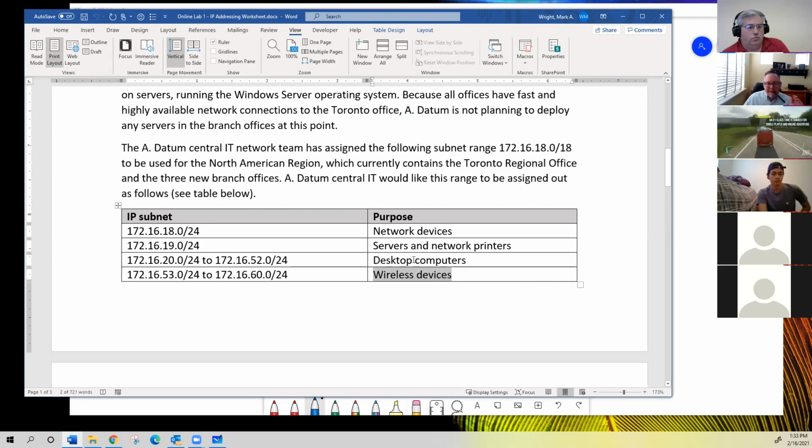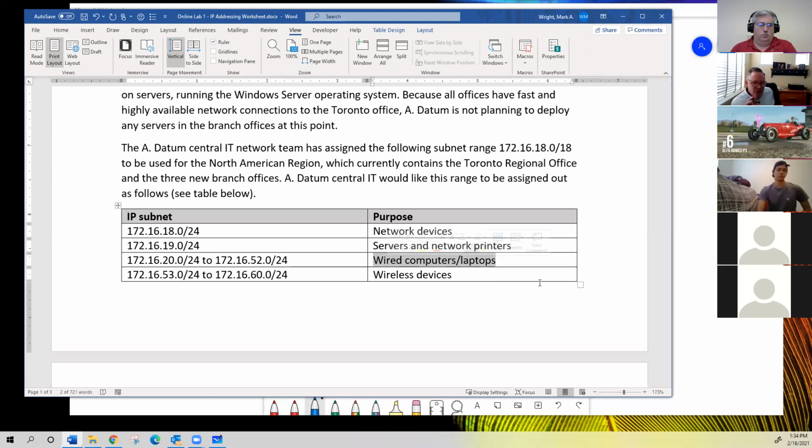Okay, so then what would a valid IP address be for the wired computers slash laptops? What would be a subnet that you could use with a mask that would give you 400 IP addresses?